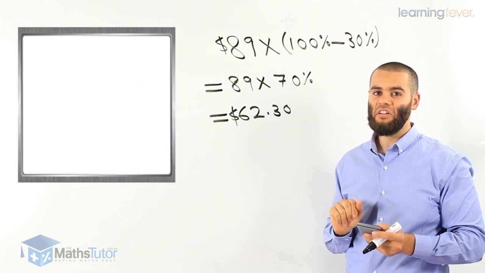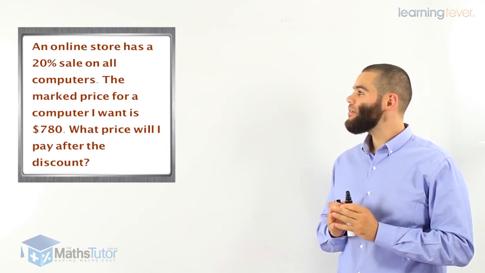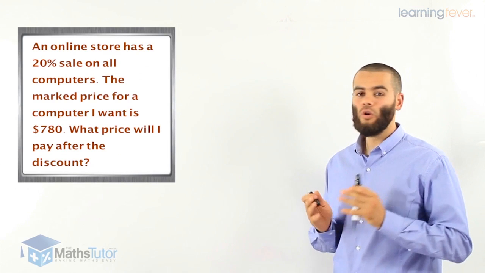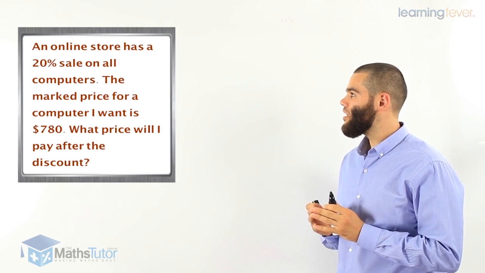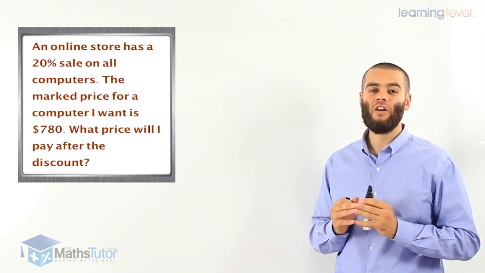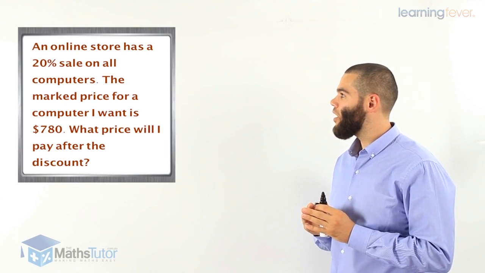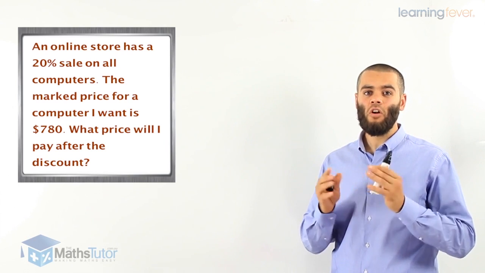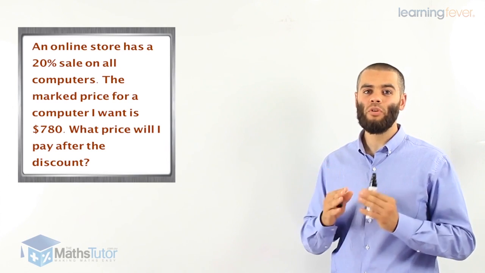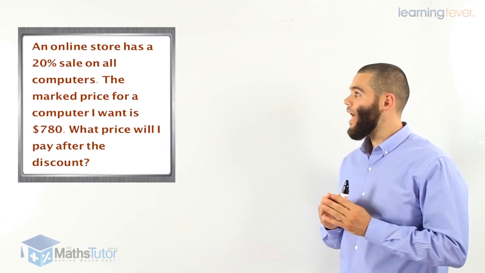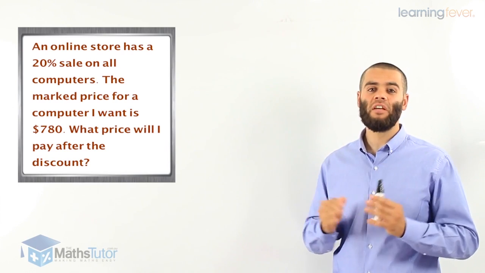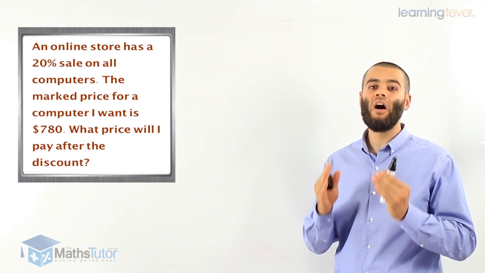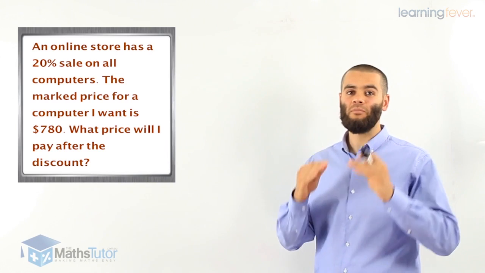We'll do one more example. Our last example, an online store has a 20% sale on all computers. The marked price for a computer I want is $780. What price will I pay after the discount? So here, this online store has advertised that there is a computer for $780. However, we have a sale 20% off. So again, $780 is going to decrease by 20%. It's going to come down.